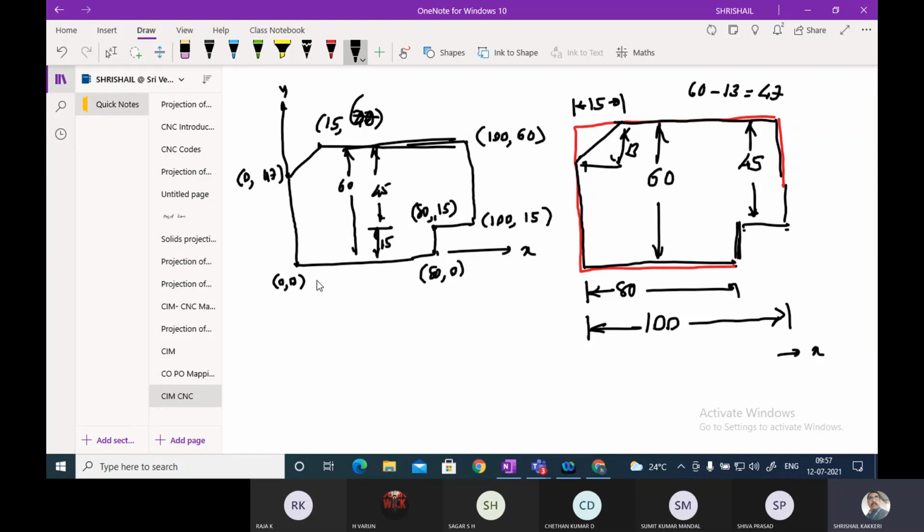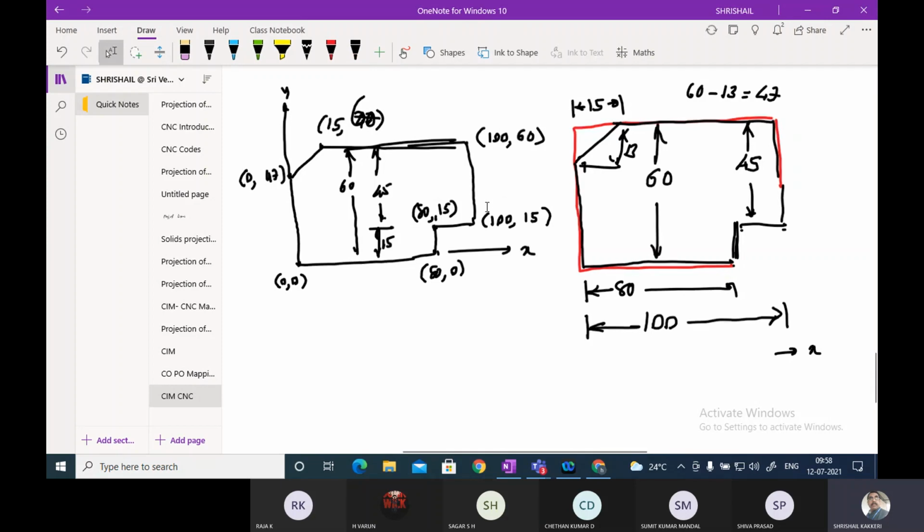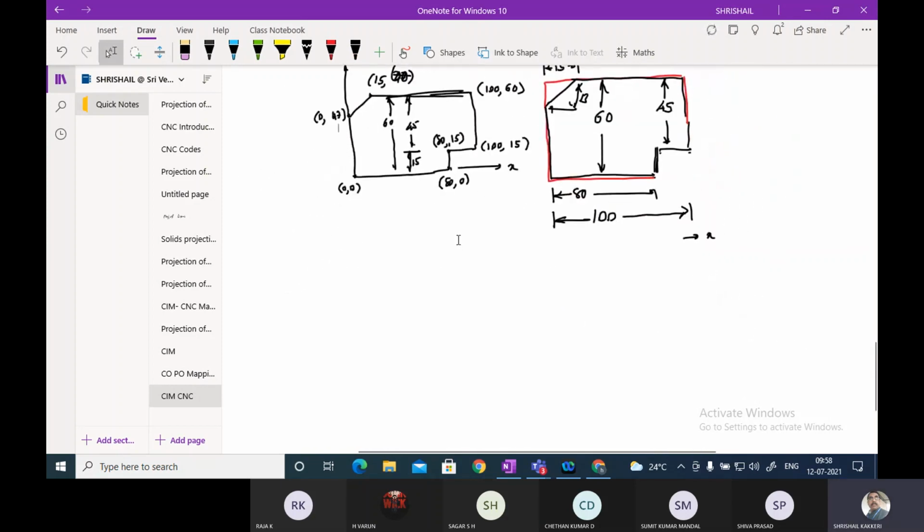So our cutter, what does it do? The cutter will be moving from here to here, linear interpolation. This is linear interpolation. All these will use G01. Anywhere a curve is there, whether you have to use G01 or G02, we have to see that. Correct? So let me go through this problem and try to do this.